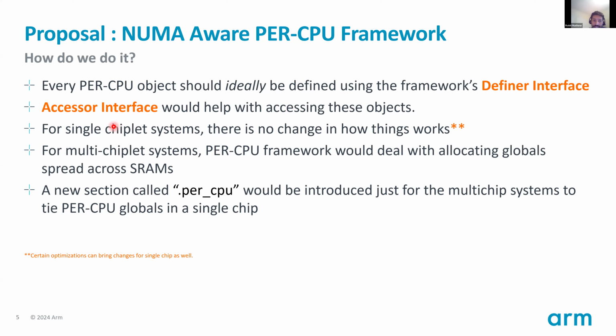Now, there are some statements that are said here. For example, single chiplets won't have any change, but there is a star next to it which says that depending on how much of optimizations we plan to take in, there could be changes. But for the simple design that we think of initially, let's assume that single chiplets won't have any change, but multi-chiplet systems would have, obviously, changes for making sure that the allocation is spread across SRAMs.